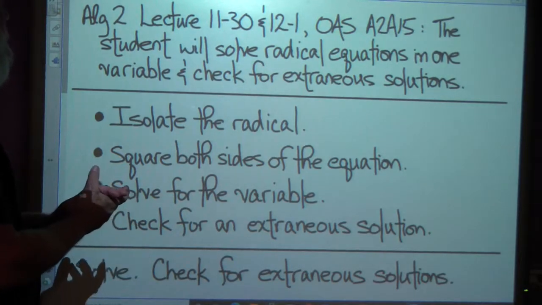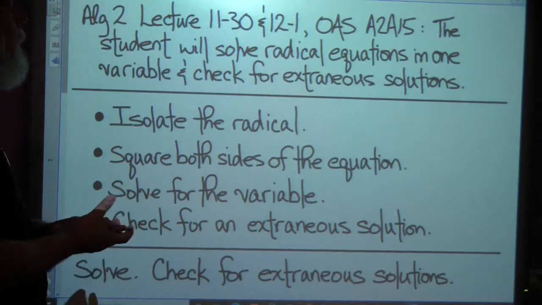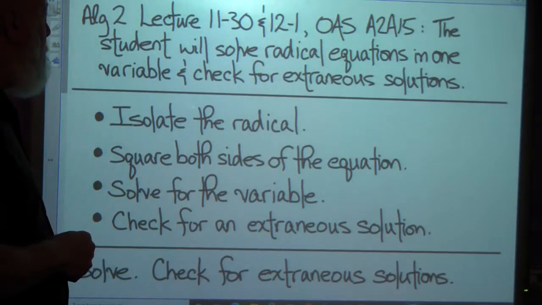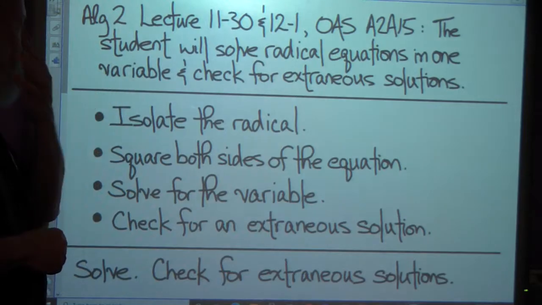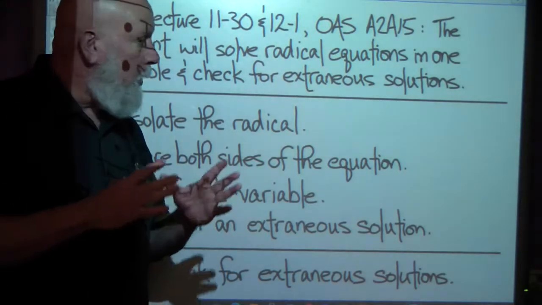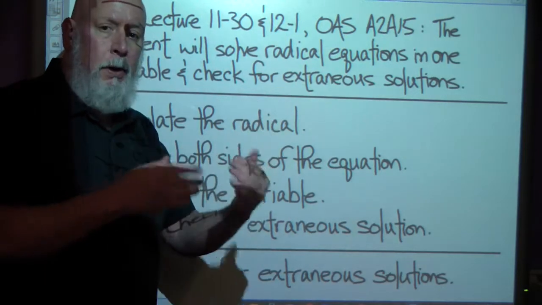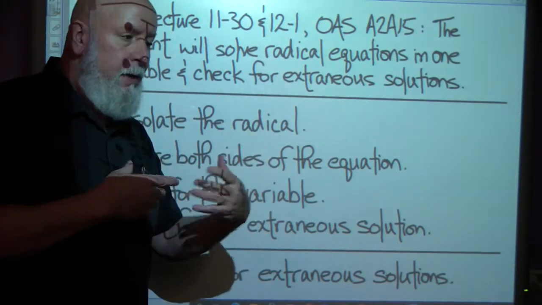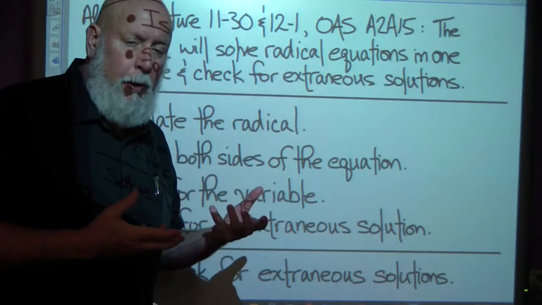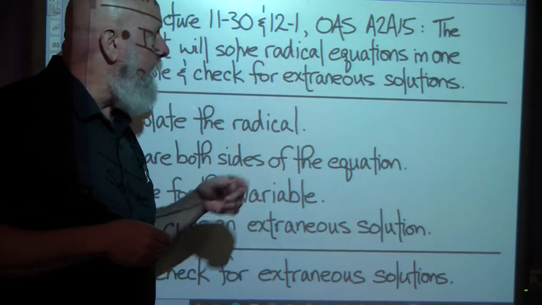Algebra 2, lecture 11:30 and 12:1, OAS A2A15. The student will solve radical equations in one variable, checking for extraneous solutions. An extraneous solution is a solution that you derive by solving an equation, oftentimes as a result of squaring both sides of an equation, which is what we're going to be doing today.